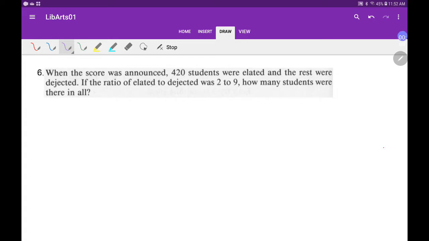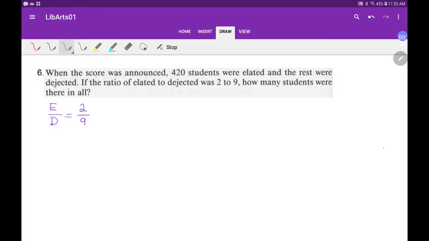Number 6, when the score was announced, 420 students were elated, and the rest were dejected. If the ratio of elated to dejected was 2 to 9, how many students were there in all? Okay, so the ratio of elated to dejected is the same thing. Elated to dejected is 2, it's the same as 2 is to 9.